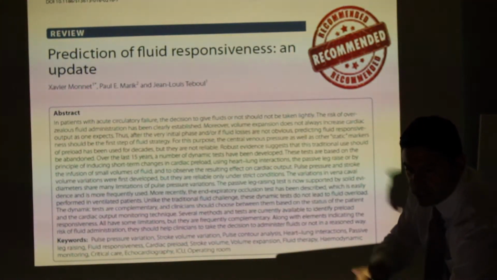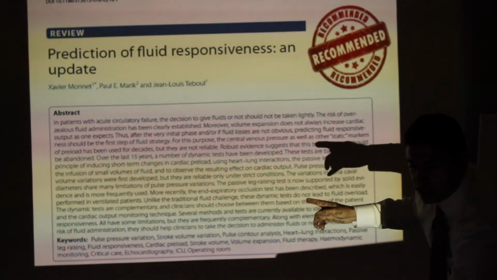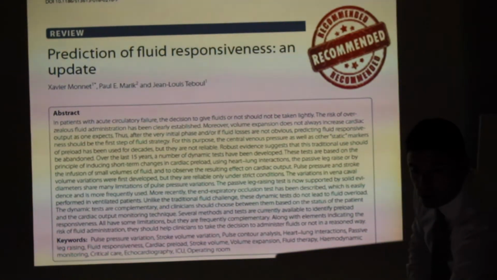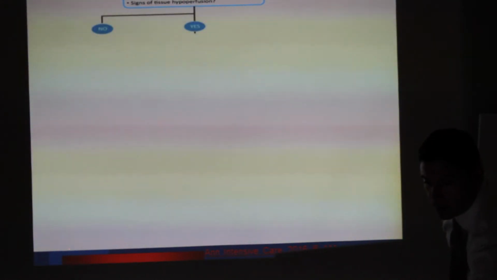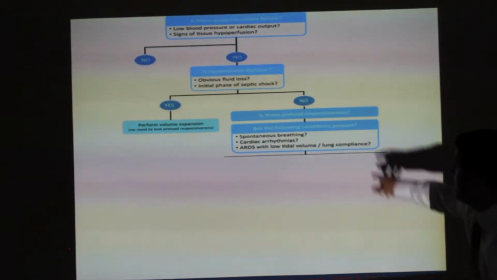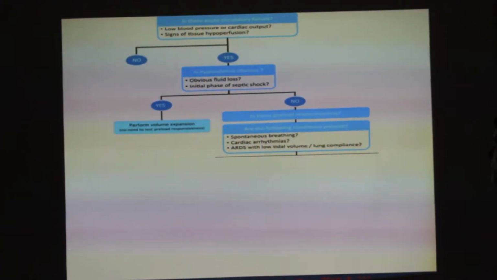This is a very nice article, a prediction of volume responsiveness, an updated one. I have it here for you. I really advise you to take a look. It also summarizes an algorithm for acute circulatory failure: hypotension, so low blood pressure or cardiac output, signs of tissue perfusion. Is hypovolemia obvious? If it's obvious, then it's a no-brainer. If not, then you have to look at preload responsiveness.